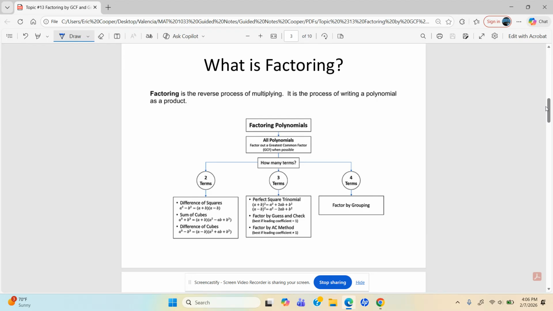You'll see the flow chart here to kind of help us remember all the factoring techniques we're going to see over the next couple of videos. Today we're going to focus on two of them. We're going to focus on the greatest common factor, which we can use for a polynomial of any size, and we're also going to focus on factoring by grouping, which will include polynomials that have four terms. In subsequent videos, we will take care of the ones that have 3 and 2 terms.